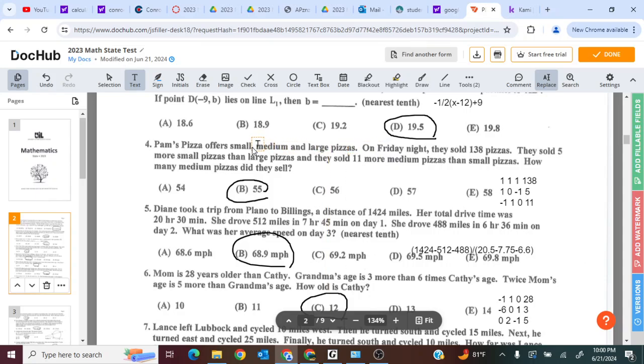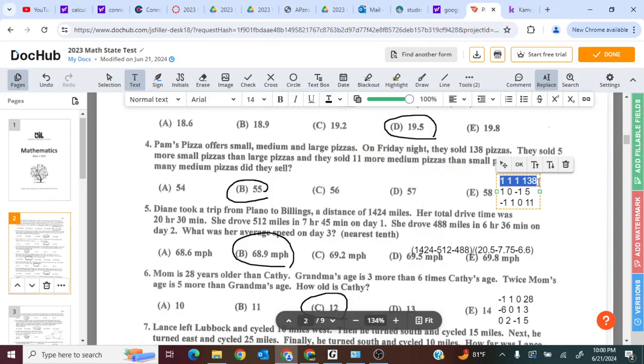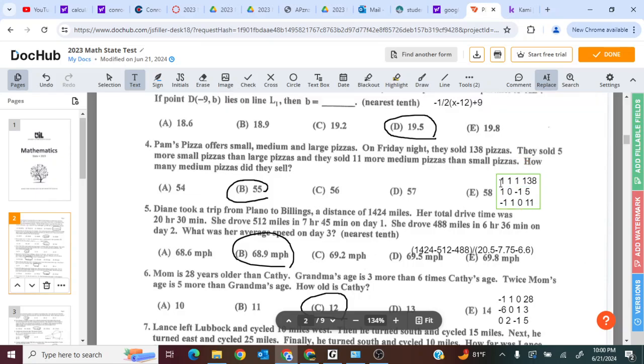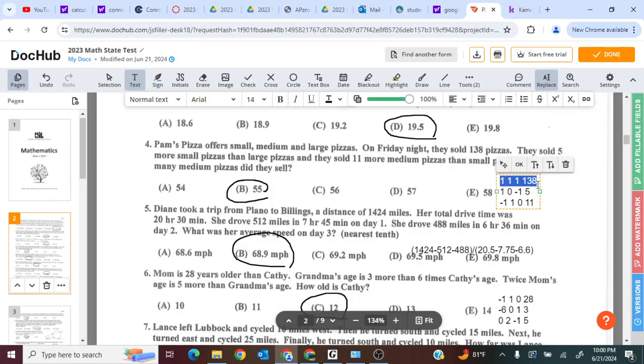Number 4. Pam's Pizza offers small, medium, large. Friday sold 138. 5 more small than large, 11 more medium than small. How many medium pizzas? So they sold 138. This is going to be a 3 by 4 matrix that we're going to act as a 3 variable linked equation. So, the number of small pizzas plus the number of medium plus the number of large pizzas totals up to 138 pizzas.